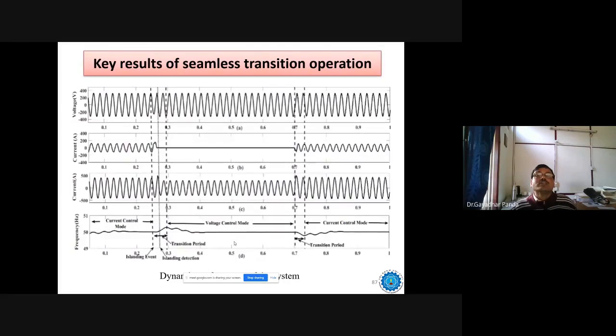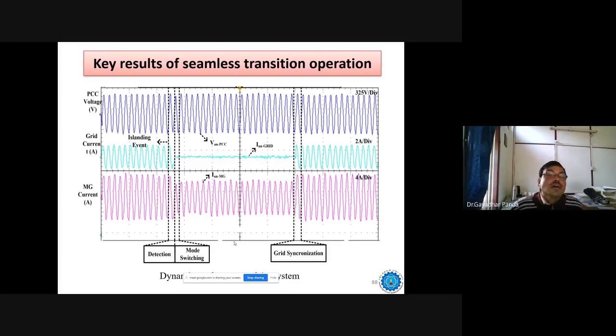A few results are there. These are the simulation results under different scenarios, islanding mode and grid-connected mode. We have discussed those here and shown the results: how the current and frequency are affected, all those things. Voltage is also shown under islanding condition as well as grid-connected. So these are a few results.